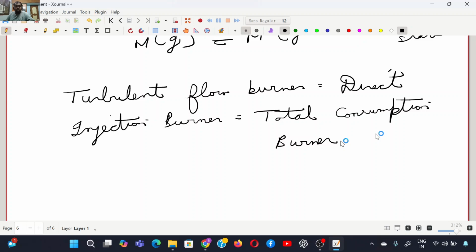Okay, now moving on to flame geometry. The light beam from the hollow cathode lamp must pass entirely through the flame. Okay, and the longer the path, the higher the sensitivity. Turbulent flow burners provide only a short path, reducing sensitivity compared to premix burners. Okay, all this and all okay, fine.